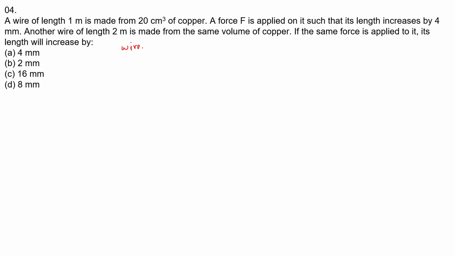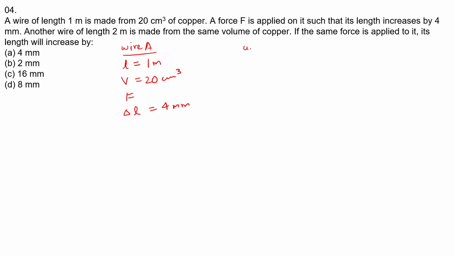let's call it wire A. The first wire I am calling wire A. Its length is 1 meter. It is made from 20 centimeter cube of volume. Okay, so volume is 20 centimeter cube. Force F is applied on it so that its length increases by 4 millimeter. That means the change is 4 millimeter.